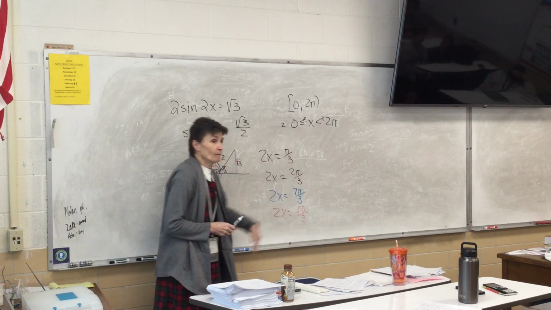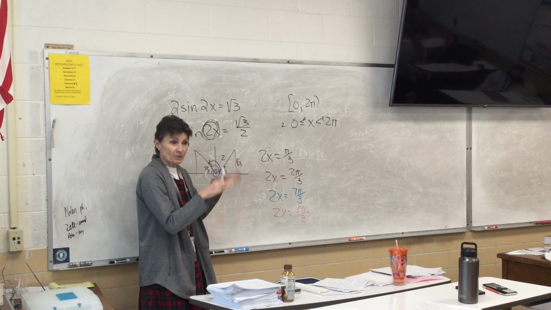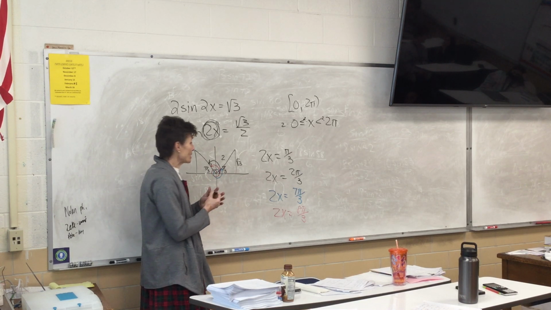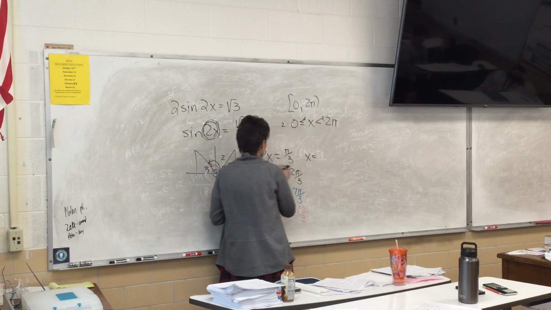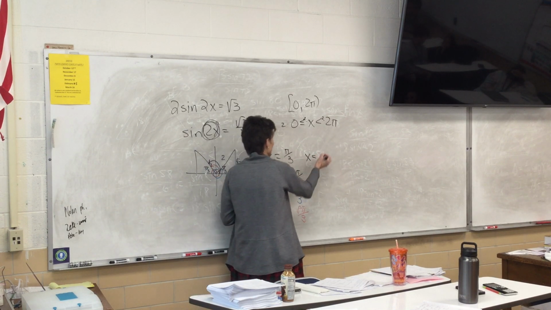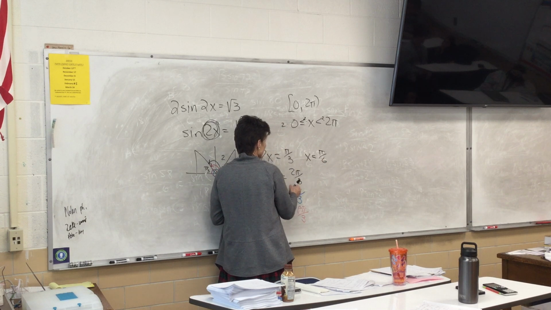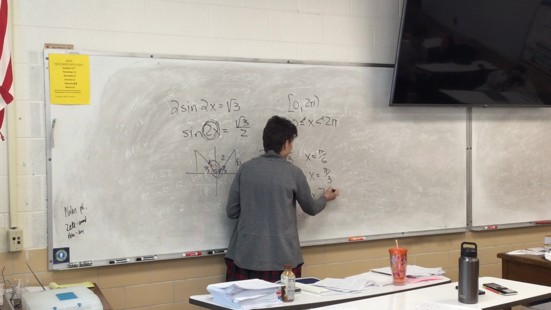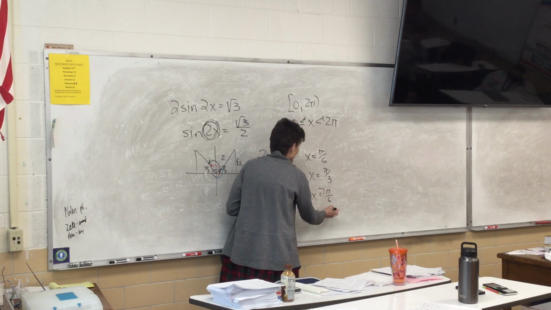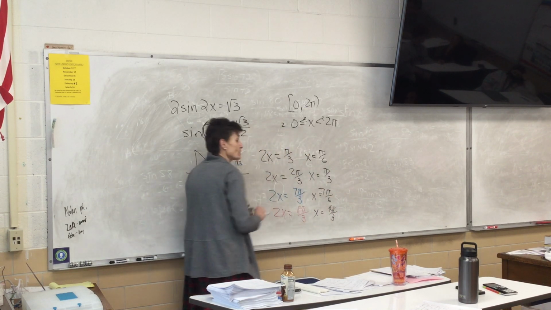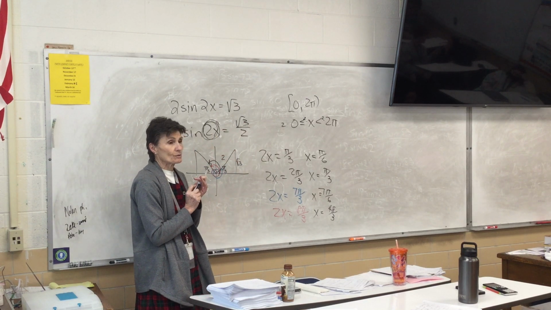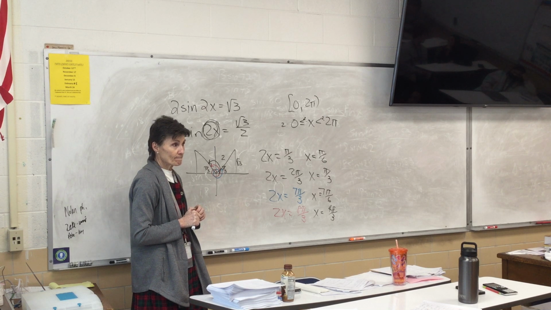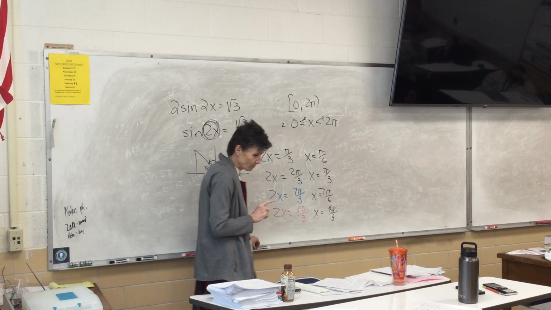Now, these aren't the answers though, because those are the 2x values, and you have to find the x values. So the x values are just half of all these. So that would be pi over 6. This would be pi over 3. This would be 7 pi over 6. And this would be 4 pi over 3. So those are the actual final answers to the problem. Okay? Wanted to take care of that for sure.